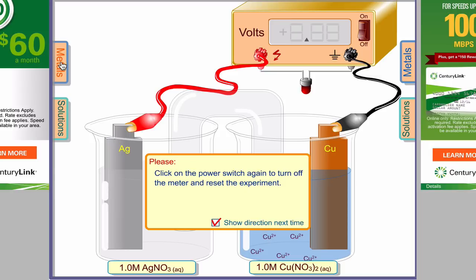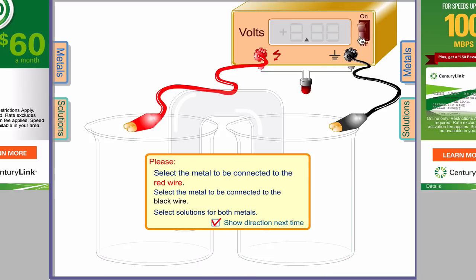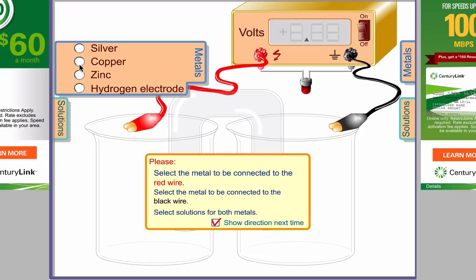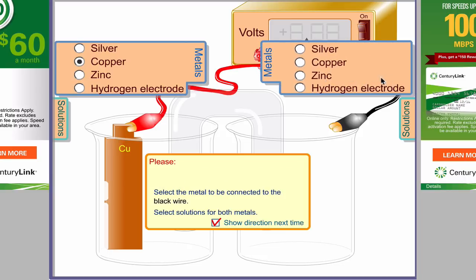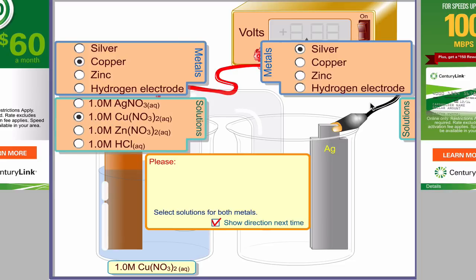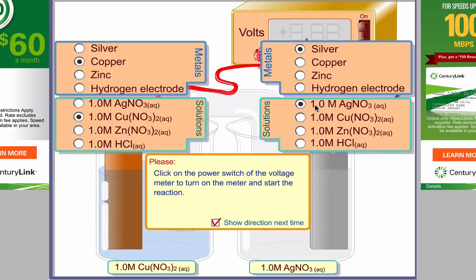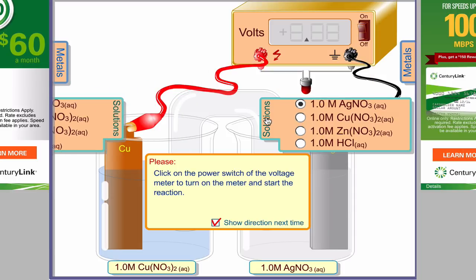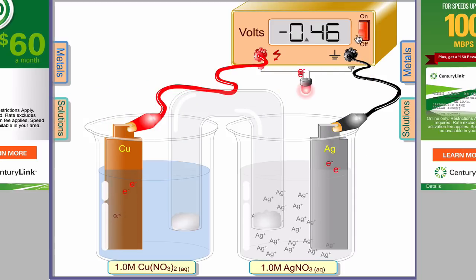If we were to flip the scenario where we turn our switch off, and let's say we put copper on this side, and we put silver on this side, and then we turn this thing on, okay? Now we can get electricity to flow in the other direction. Notice how now it's a negative voltage instead of a positive voltage, and now we're losing electrons, so we're being oxidized. So this is our anode. Here we're gaining electrons, so this is our cathode, or being reduced.